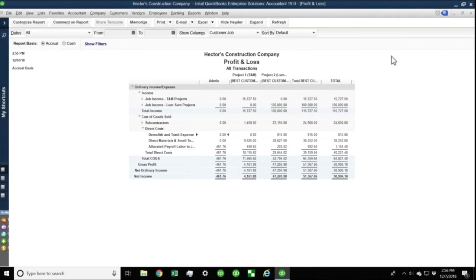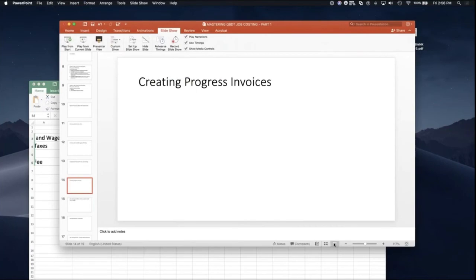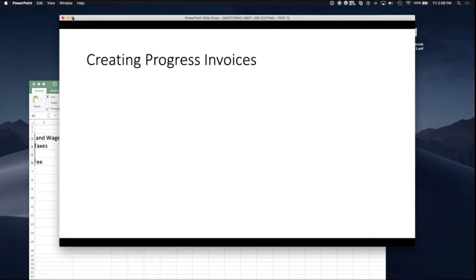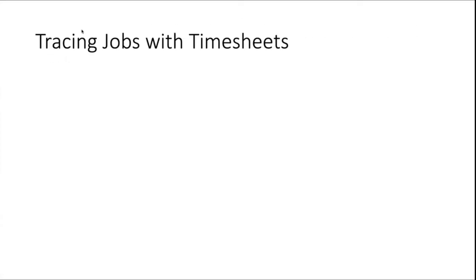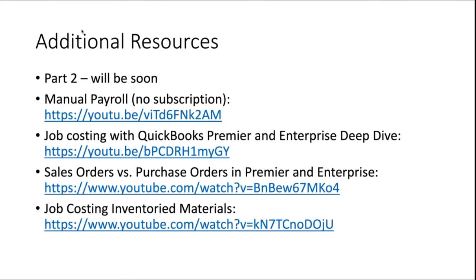Okay. Let me open up the PowerPoint real quick. See if inadvertently I missed anything from what I promised to show. Let me see what we got here. So we got progress invoicing, job costing, timesheets. That's it. We actually did everything. Beautiful things. Love it. So on the last slide, a couple of things to look after.